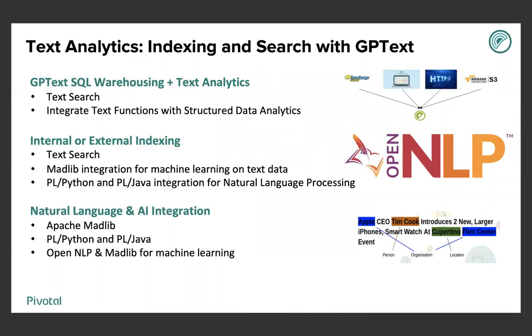Text data also could be processed efficiently by Greenplum. Greenplum has an extension called GPText. GPText provides a SQL interface and integrates text functions with structured data analytics. With MADlib and GPText working together, Greenplum provides machine learning on text data. In addition, we could use procedural language for natural language processing.